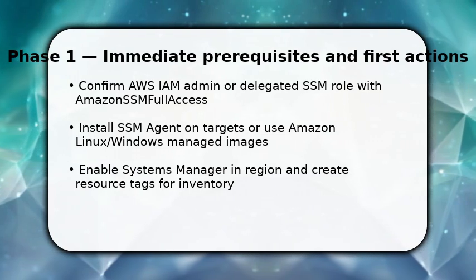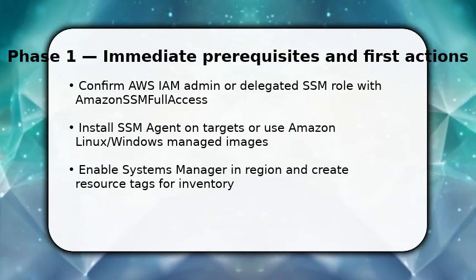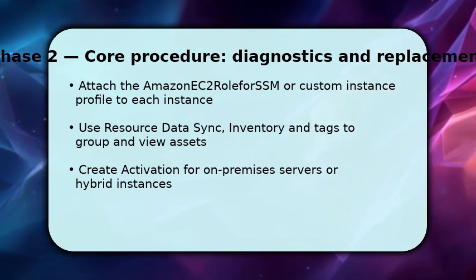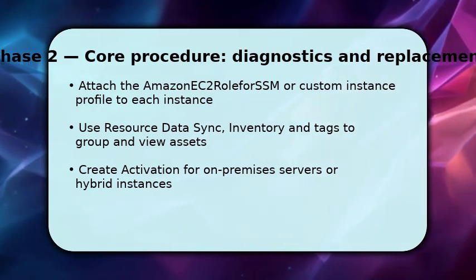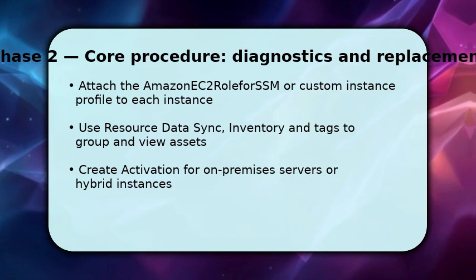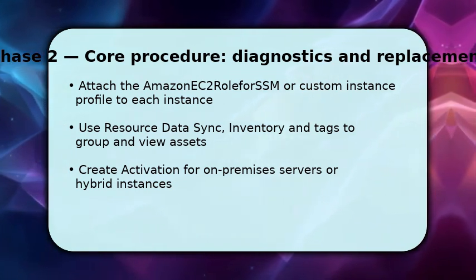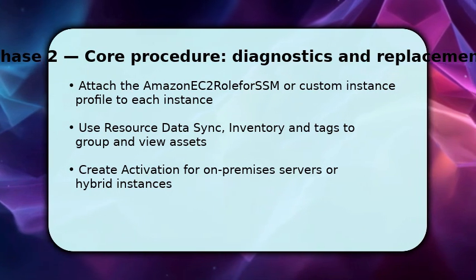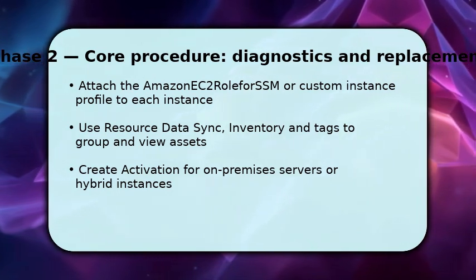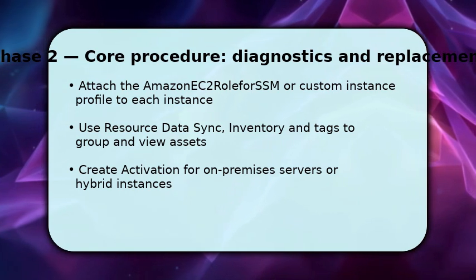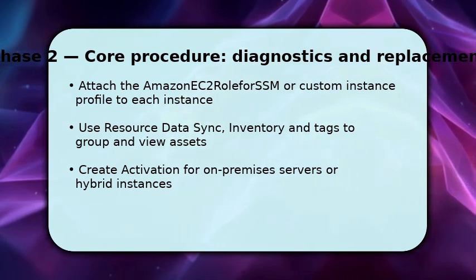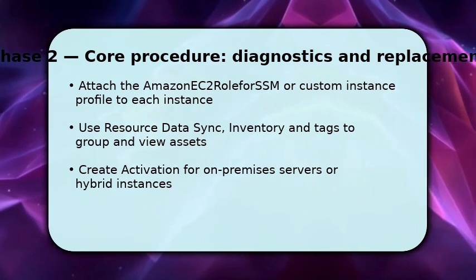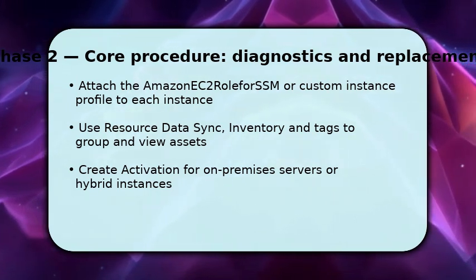Next, you register and organize your targets so you can manage them at scale. Attach the proper instance profile, then use tags and inventory to classify by environment, application, or owner. This matters because commands target tags or resource groups. If you have on-premises machines, create an activation and install the agent with the activation code. Once targets appear in the Fleet Manager, you can run patches, collect inventory, or start interactive sessions with consistent, auditable access.